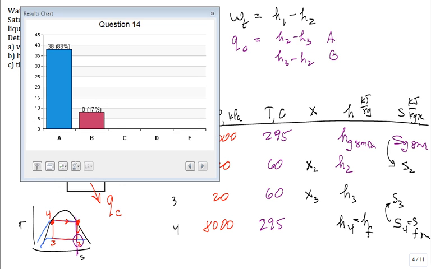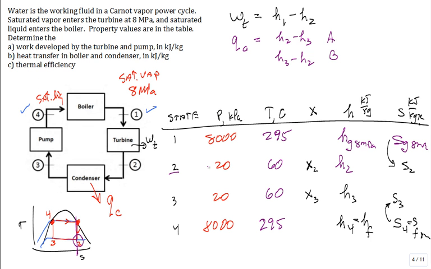Show the results. Well, it looks like most people said A. What is larger? Is H2 greater than H3? It is. And we're talking about a positive heat transfer out. It is A. It's H2 minus H3.